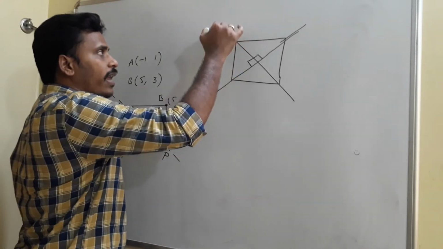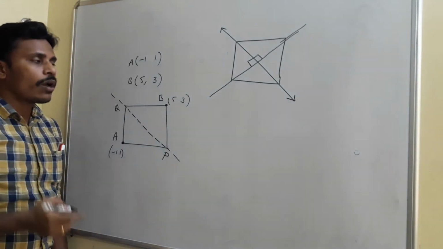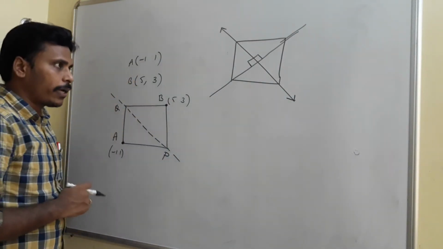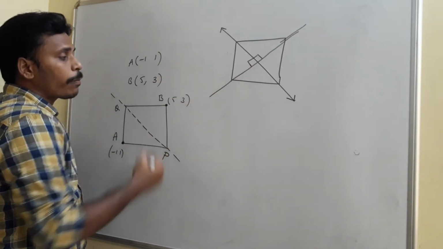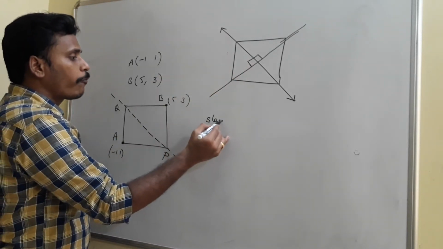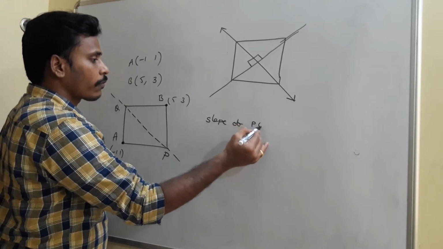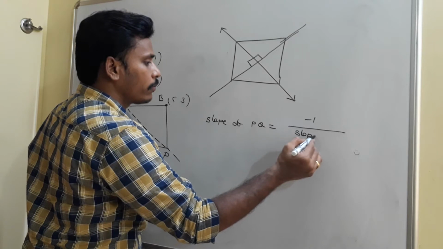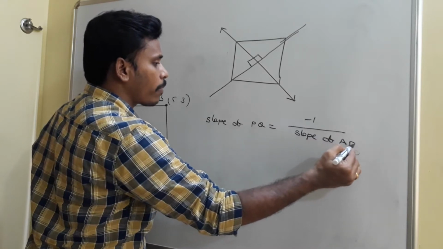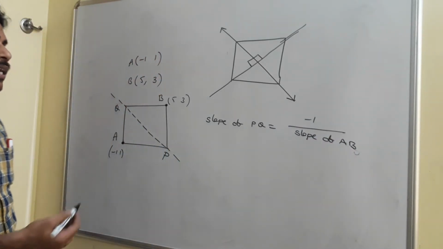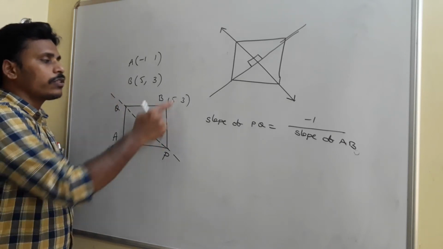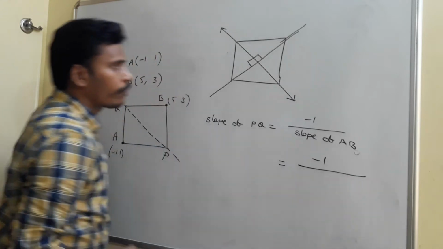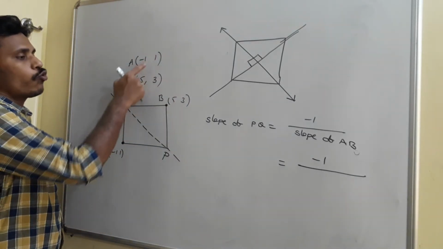So to find the equation of PQ, what do we need? We need both the slope and a point, okay? Since the diagonals are perpendicular, slope of PQ is equal to minus 1 by slope of AB. You need to know that the diagonals are perpendicular in a square. With that idea, it is very easy. Slope of PQ is equal to minus 1 by slope of AB. What is the slope of AB? I have 2 points A and B.